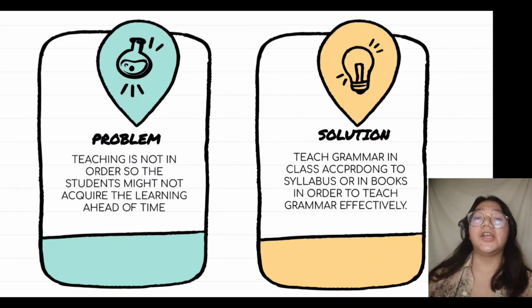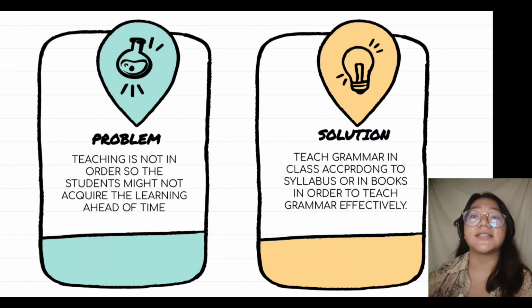So, that is all. And here is my last slide. So, what is the problem? The problem is teaching is not in order. So, the students might not acquire the learning ahead of time. So, what is the solution for this? The solution is to teach grammar in class according to the syllabus or in books in order to teach grammar effectively.